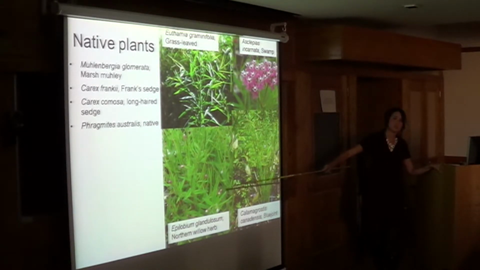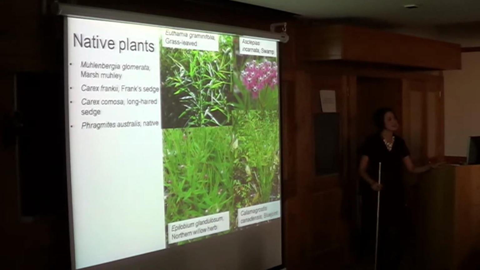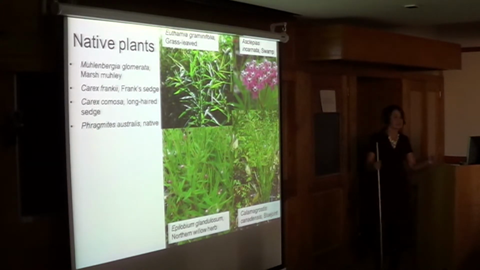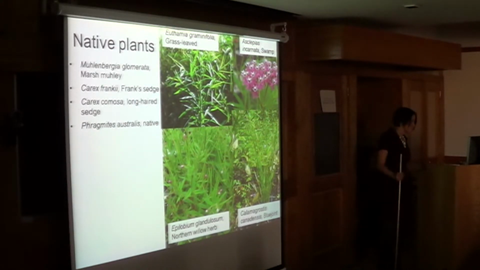Epilobium glandulosum is a herbaceous native plant, Calamagrostis canadensis, a grass species. In the experiments I'll be talking about, I'll be using a wide variety of different native plant species as a proxy for what's going on in that community, with less attention to what particular hosts or plants are experiencing.